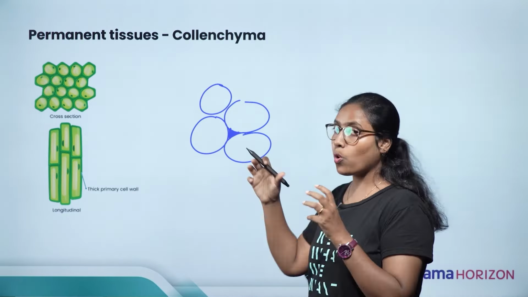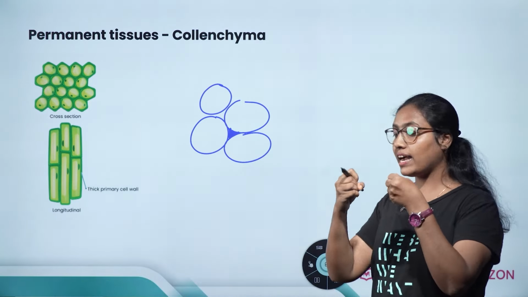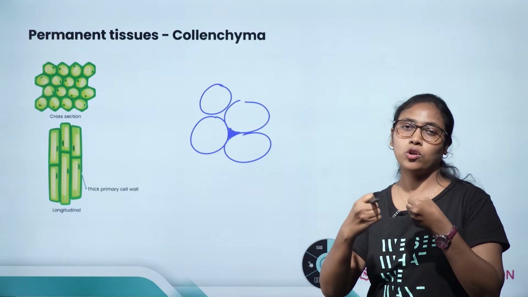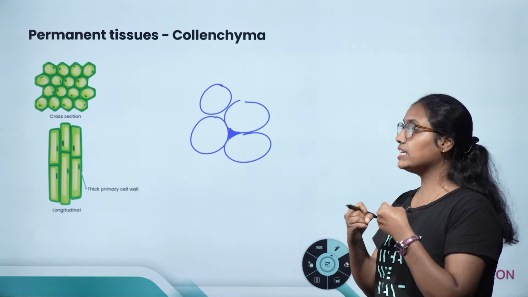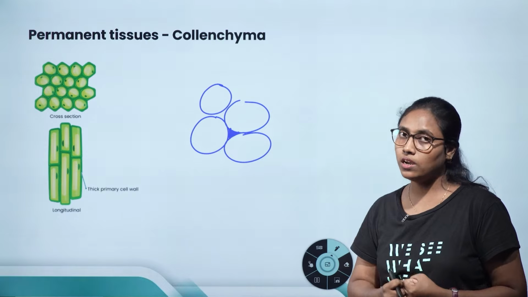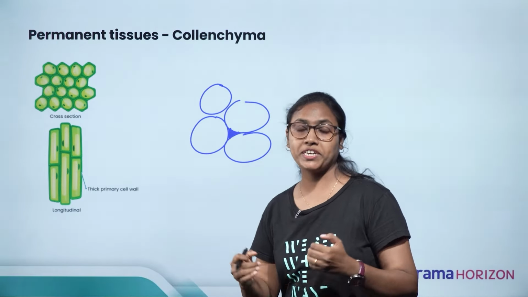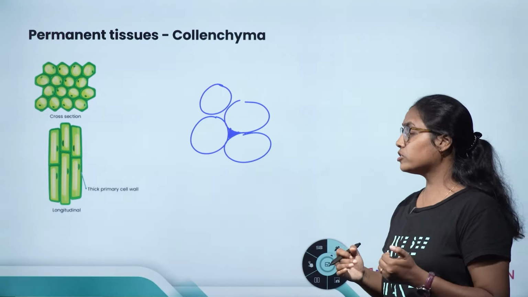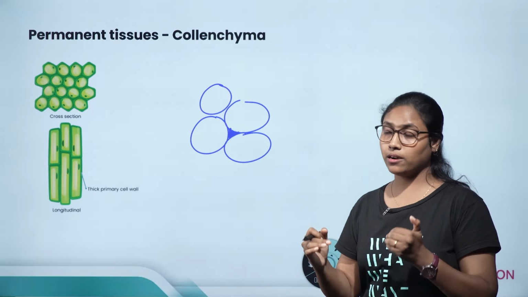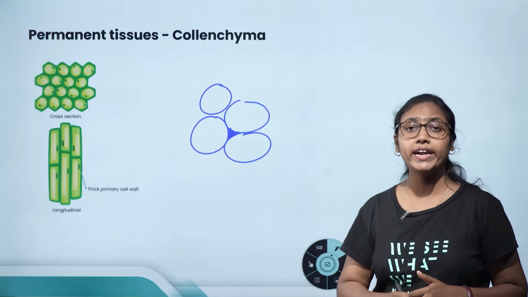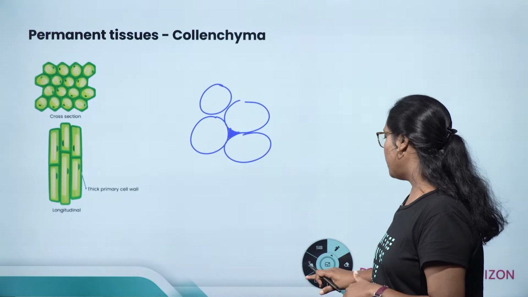Now, because of this wall thickening, the cells get attached to one another. Hence, if you try to remove one cell, it's not possible. So, this gives flexibility to the plant. When a heavy wind blows, the branches of the plant don't break because of the collenchyma. So, collenchyma provides flexibility to the plants.